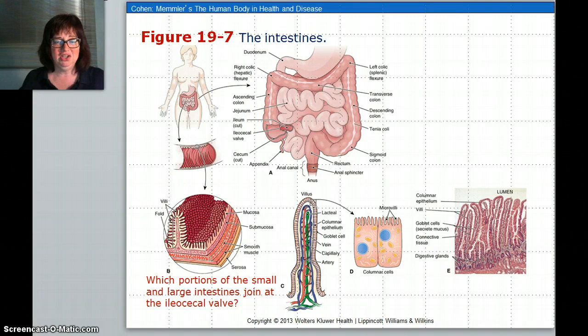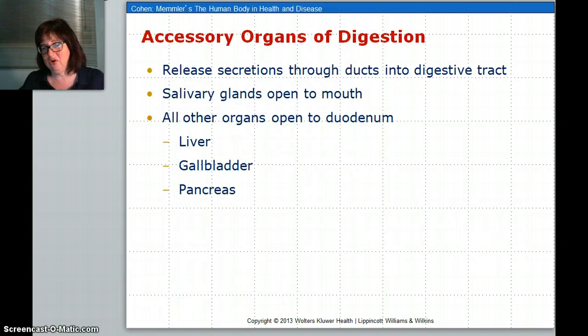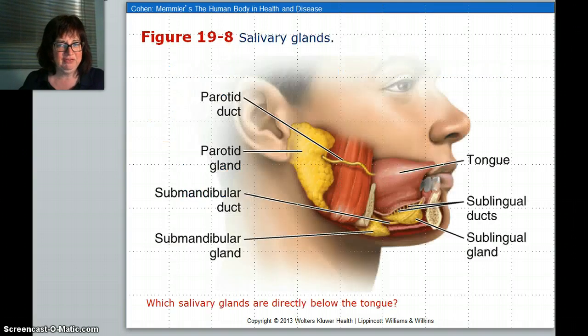Okay, we are now going to look at accessory organs. First, accessory organs. The accessory organs release secretions through ducts to the digestive system. You have the mouth, the liver, the gallbladder, and the pancreas. We talked briefly about the mouth. In the mouth, you have your salivary glands. Your salivary glands will release saliva and salivary amylase into the mouth to start the breaking down of your starches.